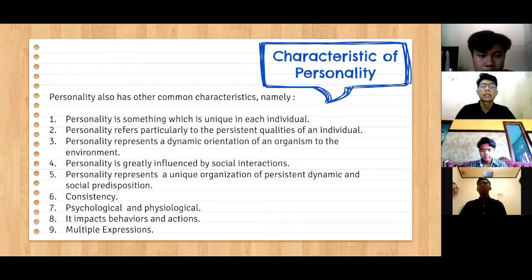Third, personality represents a dynamic orientation of an organism to the environment. Fourth, personality is greatly influenced by social interaction. Fifth, personality represents a unique organization of persistent, dynamic, and social predisposition. Sixth is consistency. Seventh is psychological and physiological. Eighth, it impacts behavior and action. And the last is multiple expression.